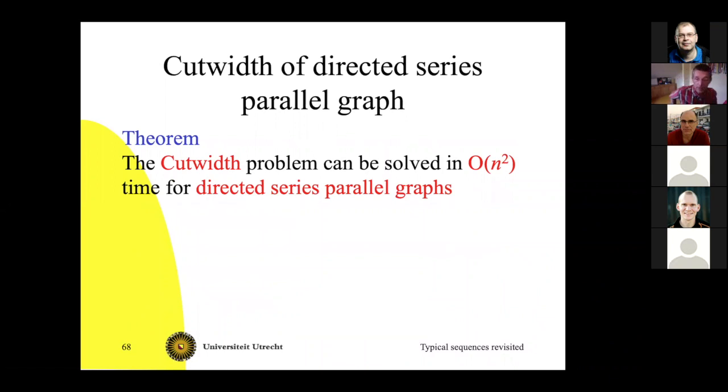So the theorem is the following. The Cutwidth problem can be solved in quadratic time for directed series parallel graphs. And while this is frontiers of parameterized algorithms, this is just a polynomial time algorithm. So the only parameter is just that series parallel graphs are graphs of Treewidth 2, directed, but that's it. But still, this algorithm is found by just using techniques which come from the FPT world.